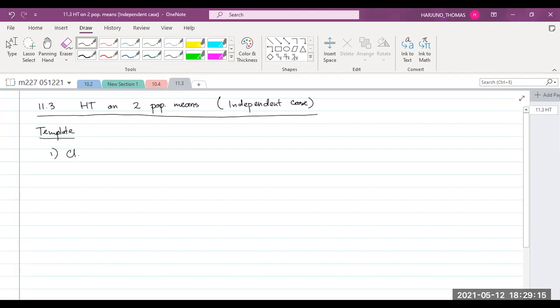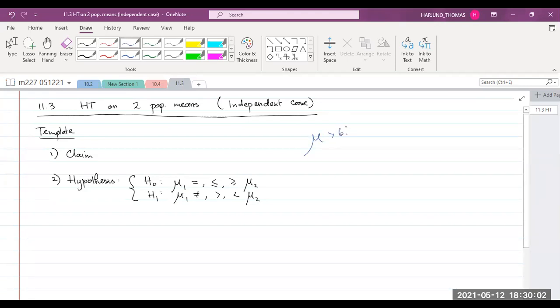Step 1, the claim, the same. We still have 6 steps, but I want you to see what happened within those 6 steps. Now when it comes to the hypothesis, we have something slightly new here. Instead of comparing with a constant, you will have mu1 is equal to, less than or equal to, greater than or equal to mu2, and mu1 is not equal to, greater than, less than mu2 for the alternate hypothesis. So in chapter 10 we have mu is greater than, let's say 6.7, just one parameter compared to a constant. Right now you have 2 parameters compared to each other.